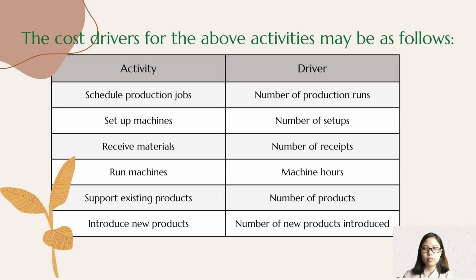For planning production jobs, the cost driver is related to the number of production runs. For setting up machines, the cost driver is the number of setups. For receiving materials, the cost driver is the number of receipts. For running machines, the cost driver is related to the machine hours. The number of products is the cost driver of the activity to support existing products. And in the case of introducing new products, the cost driver may be the number of new products introduced.